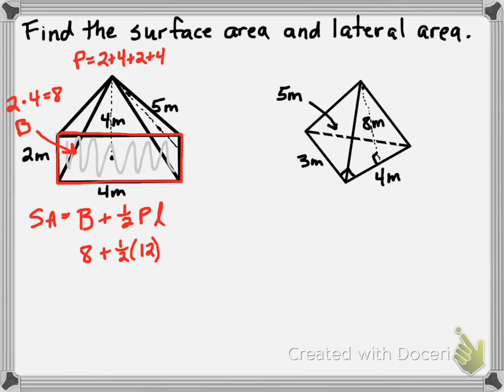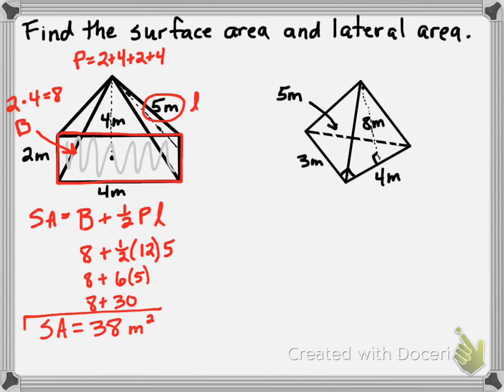Now I need the slant height. The slant height will be this 5 because it goes up the side of the pyramid. Okay, well, what about the 4? I don't need the 4 because the 4 is the height of the pyramid. It's through the middle, not on the surface, so I don't use it at all. Okay, so now when I'm doing my calculations, I've got 8 plus half of 12 is 6, so 6 times 5, so that gives me 8 plus 30, so the surface area is 38 meters squared.